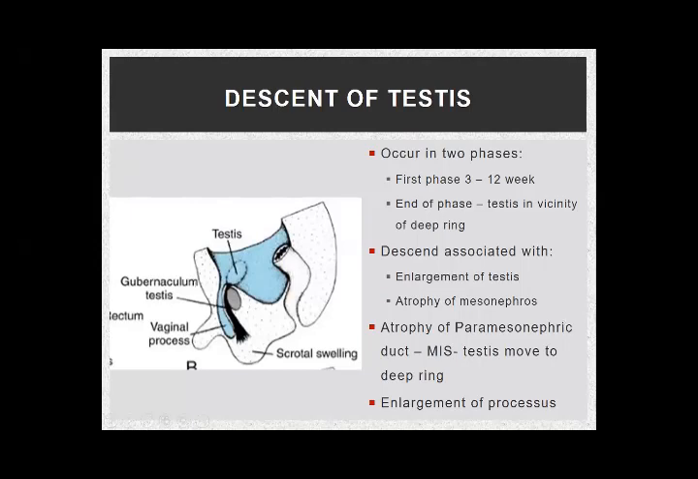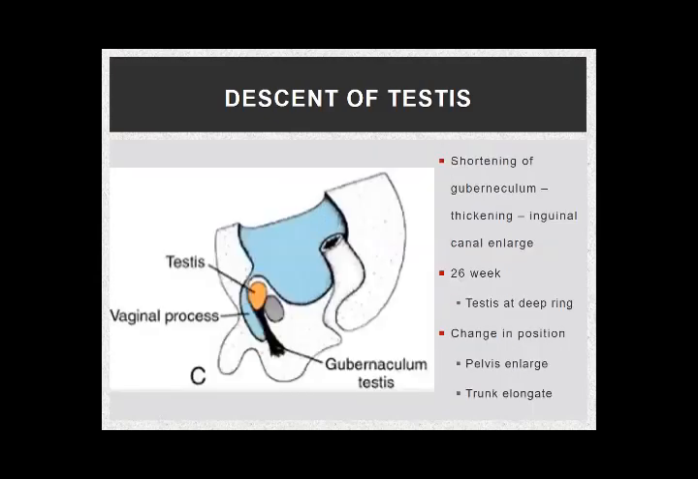Because paramesonephric duct is the duct that forms genital ducts in females. Mesonephric duct contributes to the formation of genital ducts in the males. So paramesonephric duct should atrophy. So under the influence of Mullerian inhibiting substance, also called the anti-Mullerian hormone, the paramesonephric duct atrophies. Besides, the processus vaginalis also enlarges, it elongates, it passes through the inguinal canal. So all these factors contribute to the descent of the testes.